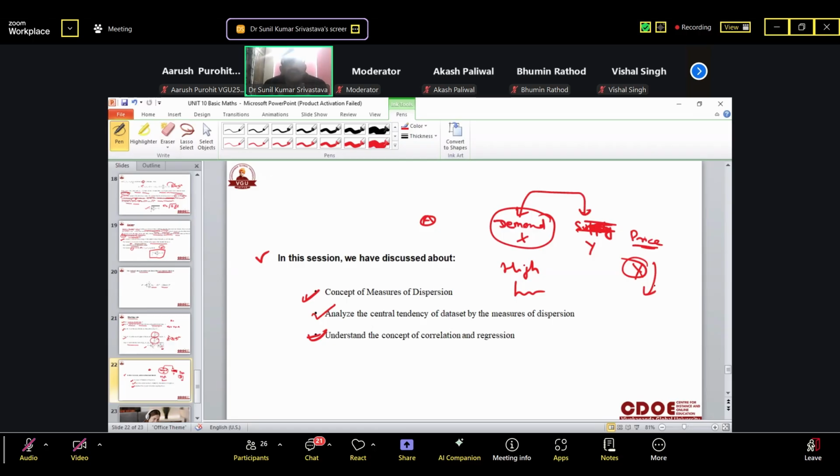And how much they are correlated to each other, what is the maximum effect, and how the effect can be calculated mathematically, will be studied in the concept of regression. So we have also some concept about this.